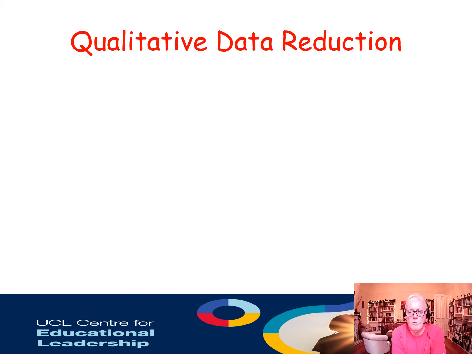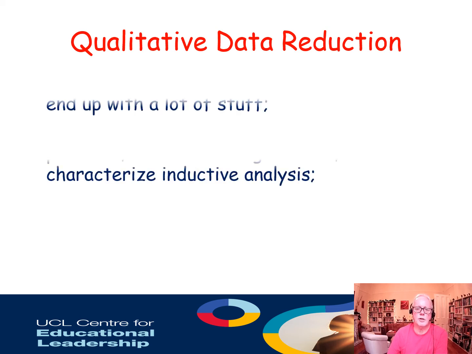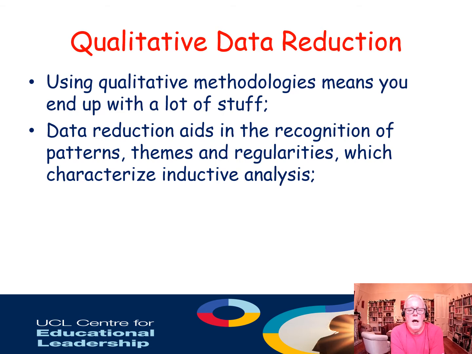And that's after I'd asked the people who were doing the transcription to remove all the stuttering, repeating the same sentence, starting the same sentence 3 times. So you end up with a mass of stuff. So what you're going to have to typically do is to data reduce. Okay. So as I've made the point, qualitative methodology means you end up with a lot of stuff. So you need to find a way of reducing it so you can recognize patterns, themes, and regularities.